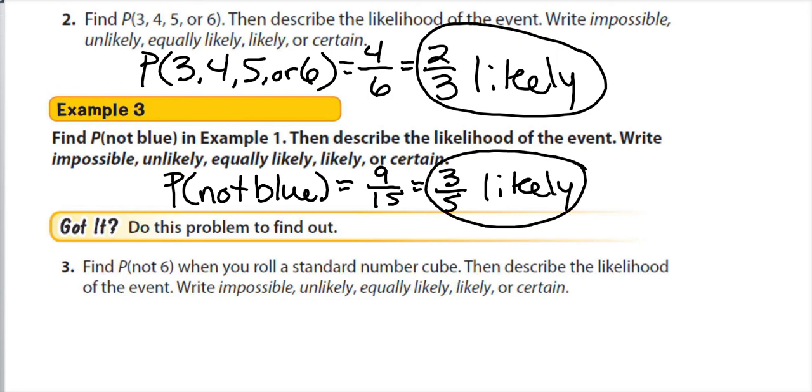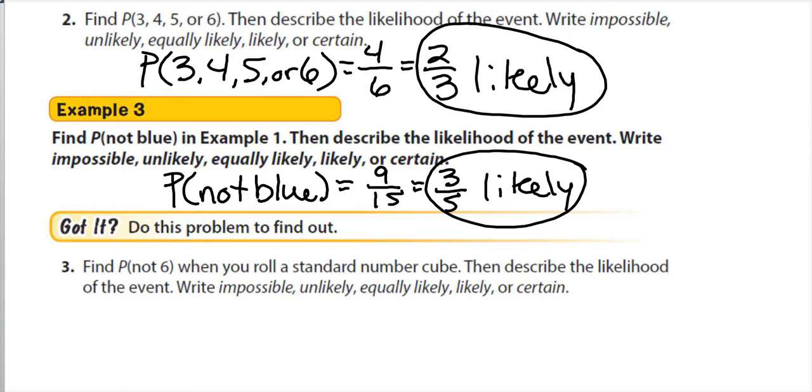All right, and you should be able to check your work. So when we found blue, we should have found blue was 2/5. So 2/5 and 3/5 makes 5/5, which would be 100%, right? So you can always double check your work on these. All right, let's go ahead and try number 3 on the guided question, and that's going to be it then.